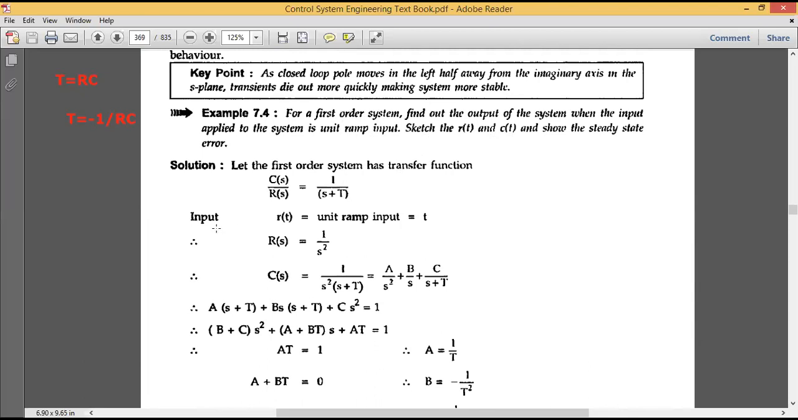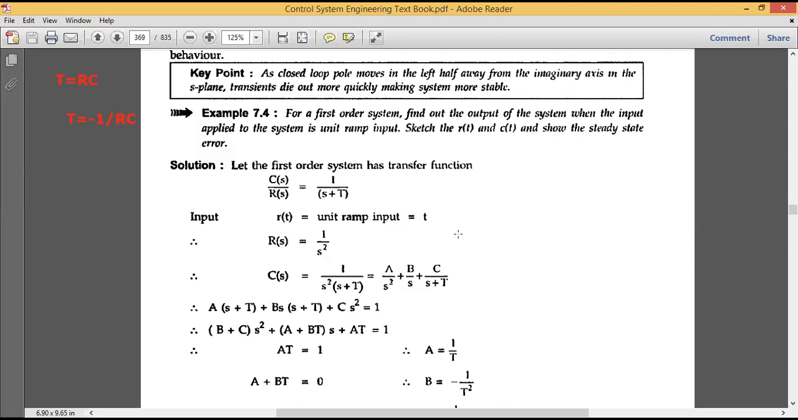And what is the input they have asked? The input is given by R of t, which is nothing but your unit ramp. So therefore R of t is equal to unit ramp, input is equal to t. Okay, so what is R of s? I have already told you that if it is a ramp, it should be 1 divided by s square. If it is a parabola, it should be 1 divided by s cube. If it is a unit impulse, it is 1 by s. So in the question, they have asked the ramp, so therefore it is 1 divided by s square.